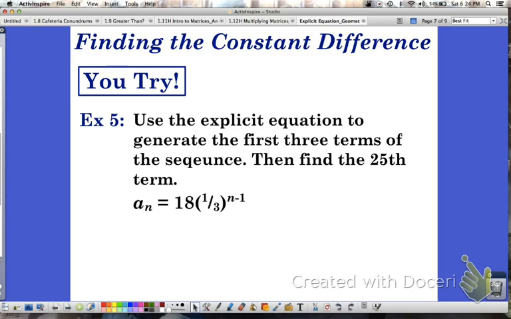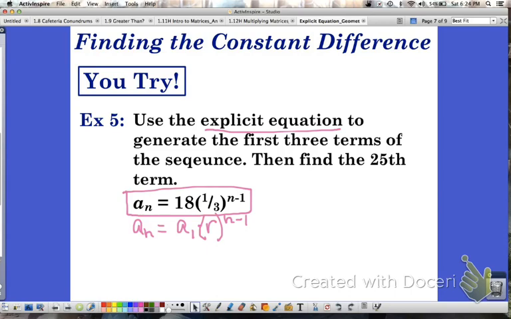Alright, your turn. I know you've got plenty of problems to do in your homework, but might as well try this one first and then you'll know you have it. So here we go. You're being asked to write an explicit equation for that geometric sequence and then generate the first 3 terms and then find the 25th term. You're not asked to write the equation, you're using the equation. So here's the equation that I'm using. From that equation, I know that the first term in the list is 18. I know my common ratio is 1/3, and I'm raising it to the n minus 1 power.